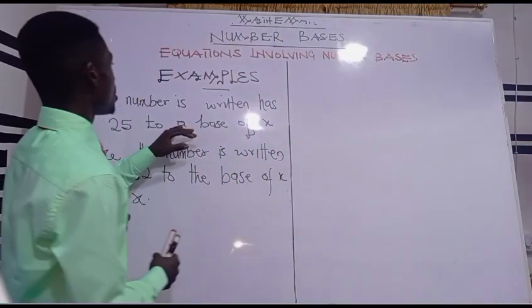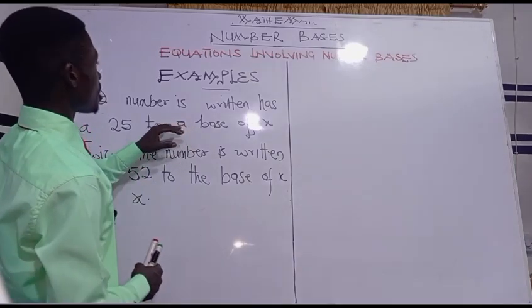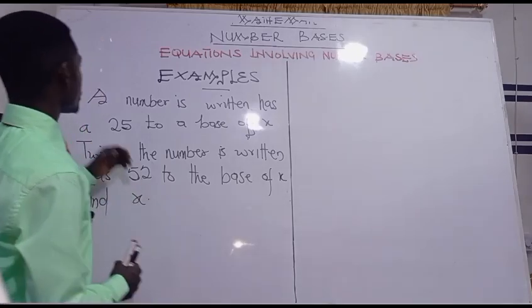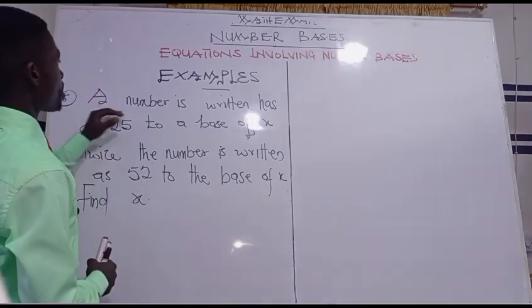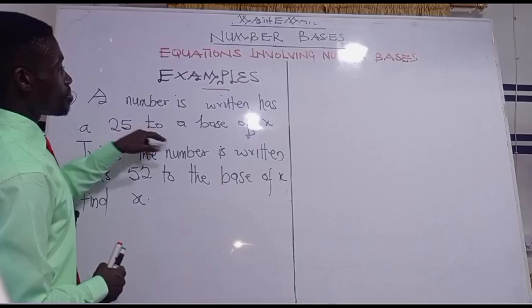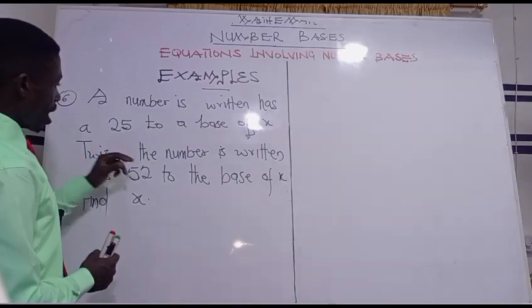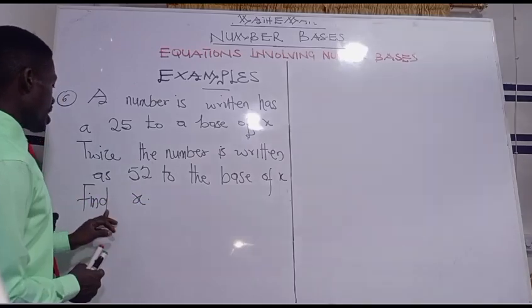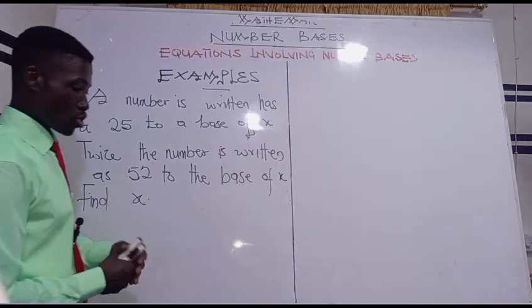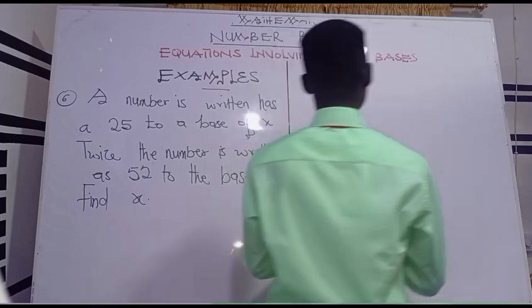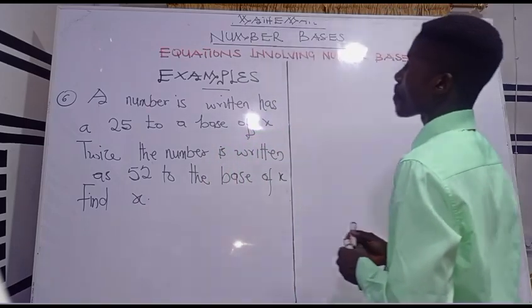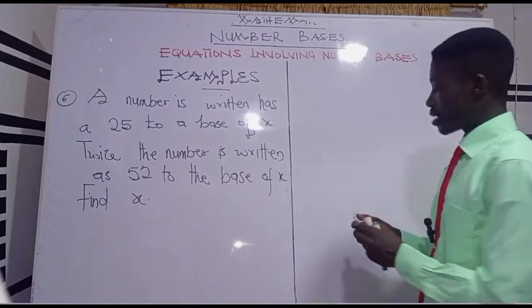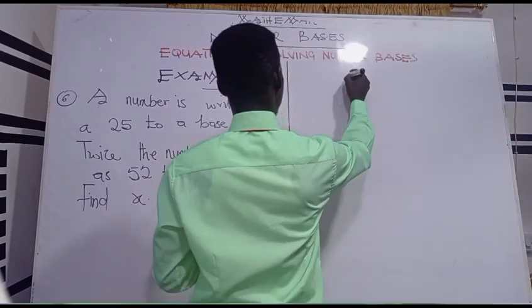So we have one example that involves a word problem, okay? So it reads, a number is written as 25 to the base of x. Twice the number is written as 52 to the base of x. Find x. So let's see if we can fish out the mathematical statement from this word problem, okay? So we have our solution.